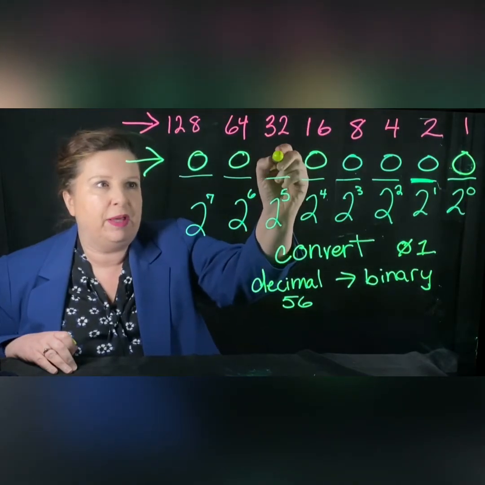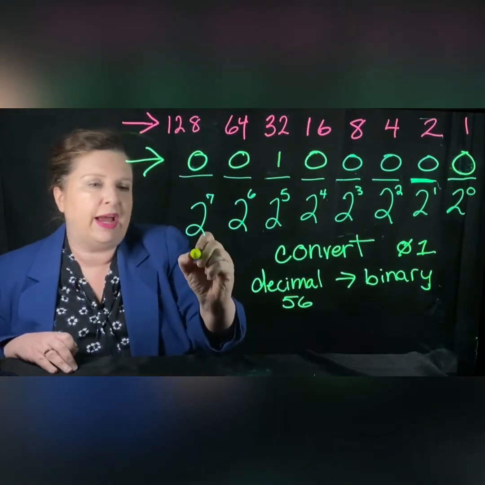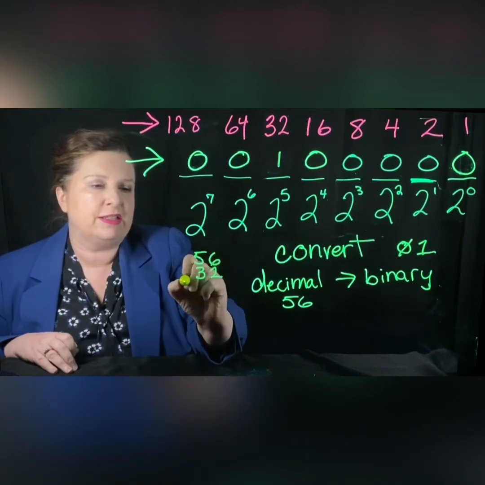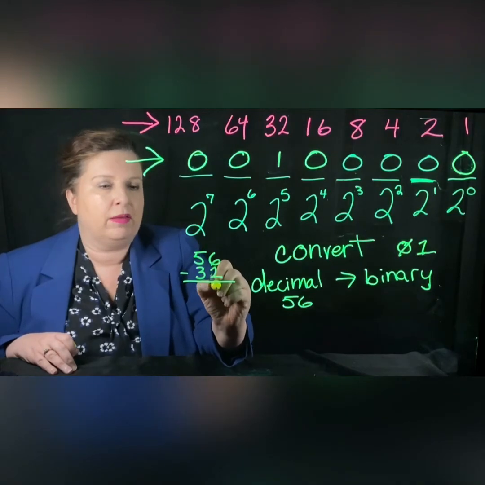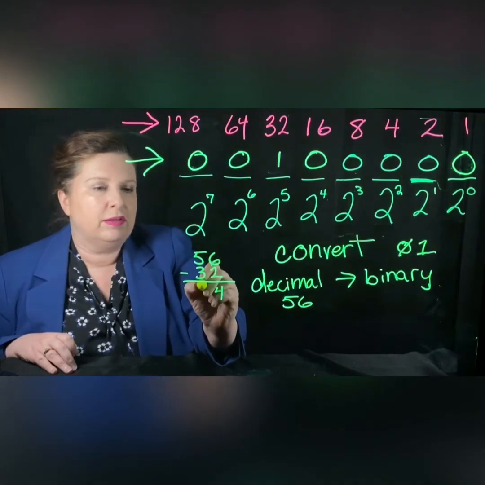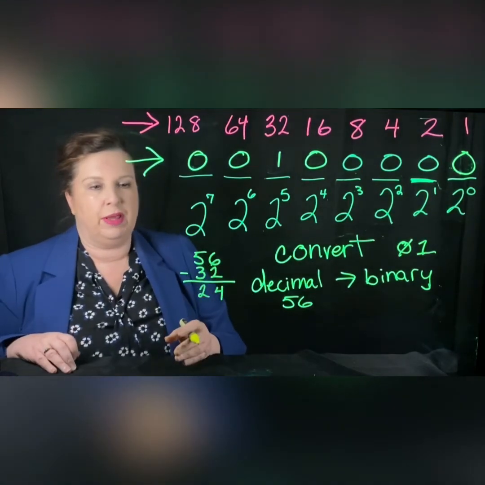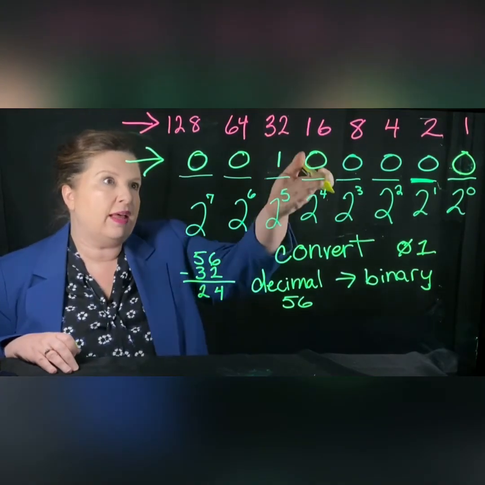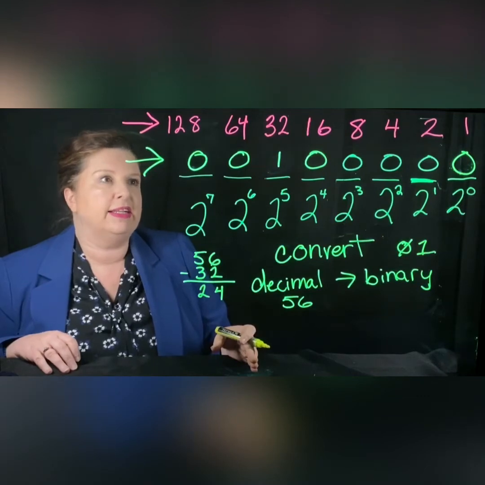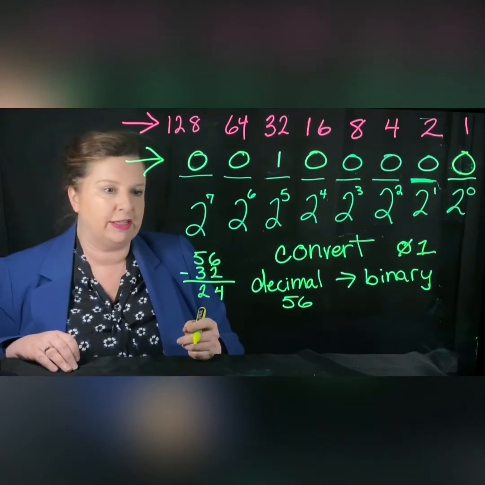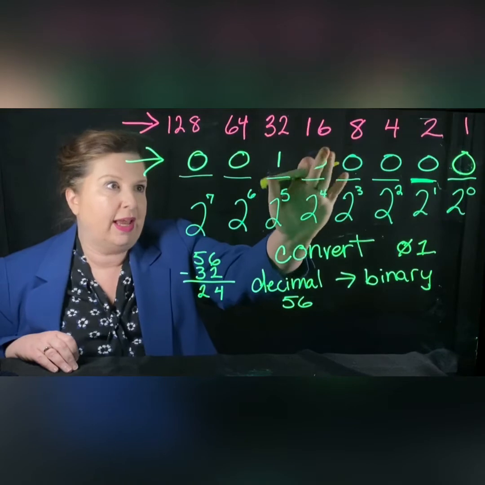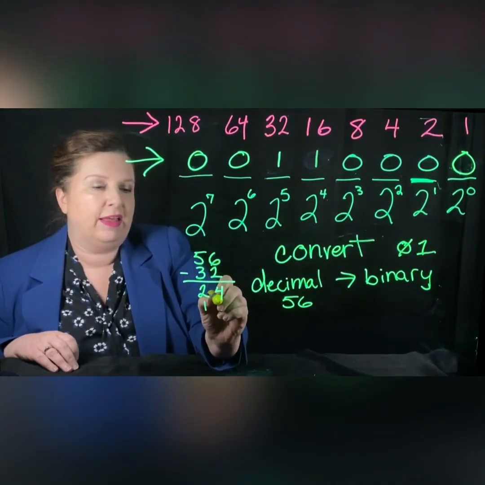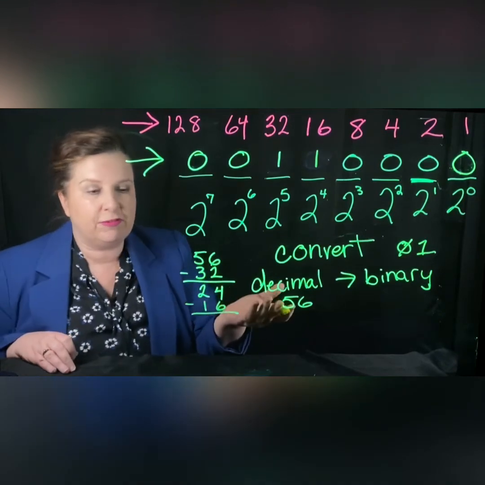So you'll just pick the biggest place value that can go into 56, which is 32, and make sure to turn your 32-bit on, and then subtract 32 from 56. And you are left with 24. Next we'll look up here, and can 16 be subtracted from 24? Well, yes, it can. So turn your 16-bit on and then subtract 16 from 24.